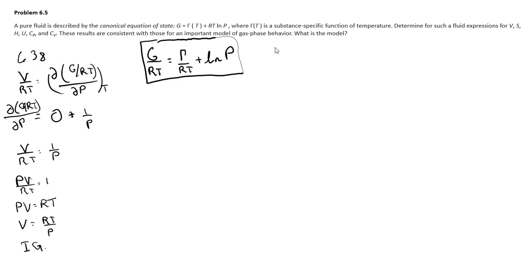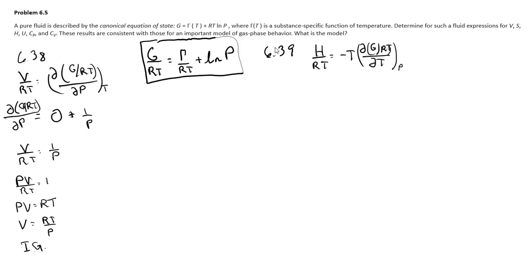The next thing we're asked to solve for is the enthalpy. So for the enthalpy, we can look at equation 6.39. That equation says that enthalpy over RT is equal to minus T times the partial derivative of G over RT with respect to temperature, and that is all at constant pressure.